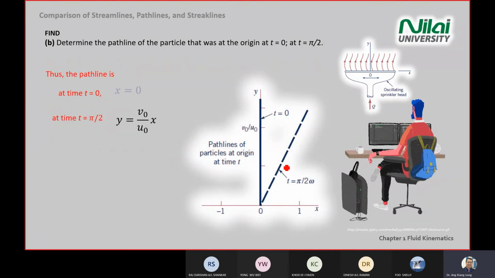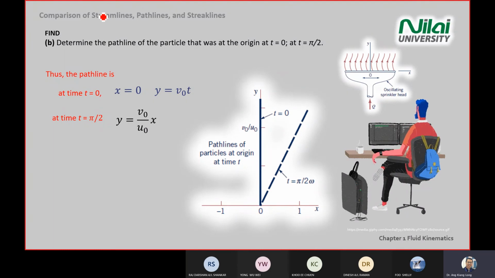Just to show you, you have two scenarios. One is when t equal to 0, you have x equal to 0, y equal to v naught t. So when you plot your graph, when x is 0, it means that it moves along the y-axis, because along the y-axis, all the points of your x are 0. And your y equal to v naught t, where v naught is the constant value. T is also 0 in this case, so y is 0, and it's a straight line.